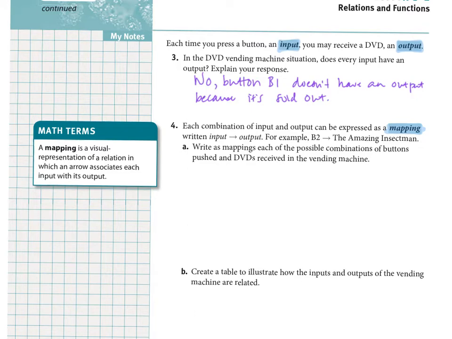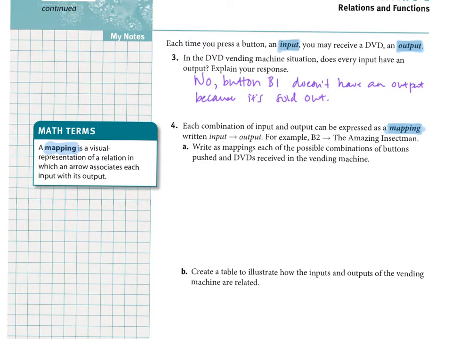Now, off to the left, it tells us a little bit more about what a mapping is in the margin. It says a mapping is a visual representation of a relation in which an arrow associates each input with its output. We can see that here. Input, arrow, output. So for example, in our vending machine case, we know B2 is our input. Our output would be the Amazing Insect Man.